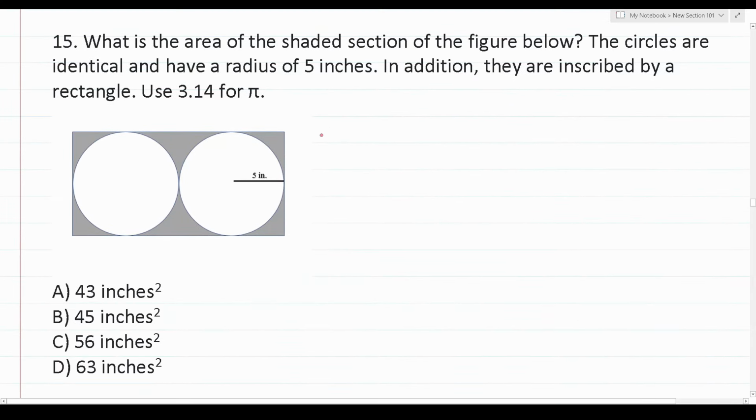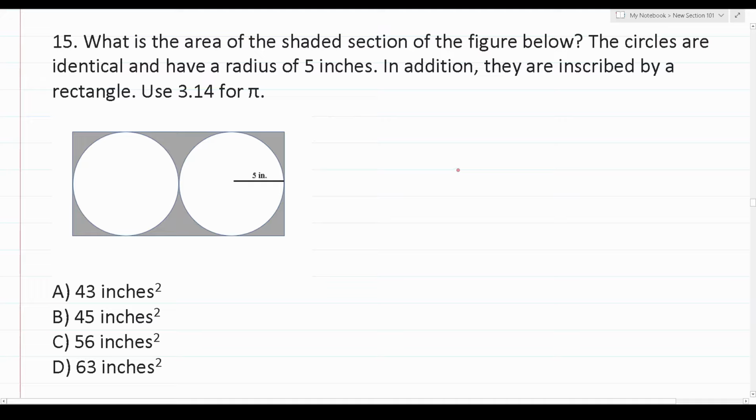Number 15 says, what is the area of the shaded section in the figure below? The circles are identical and have a radius of 5 inches. In addition, they are inscribed by a rectangle. Use 3.14 for pi.